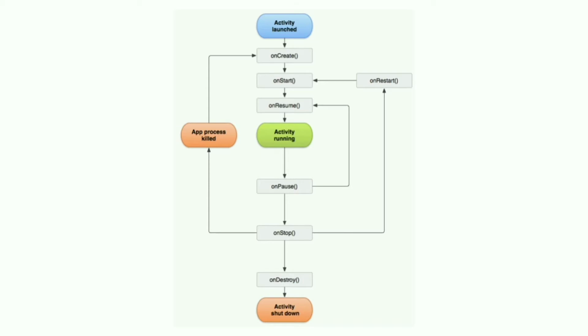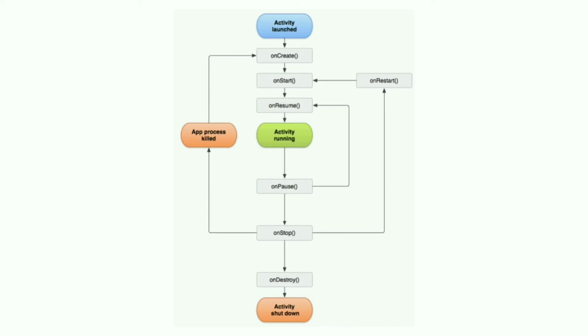OnCreate is the first callback method and called when the activity is first created. OnStart is called when the activity becomes visible to the user. OnPause is called when the current activity is being paused and the previous activity is being resumed. OnResume function is called when the user starts interacting with the application after pausing app.